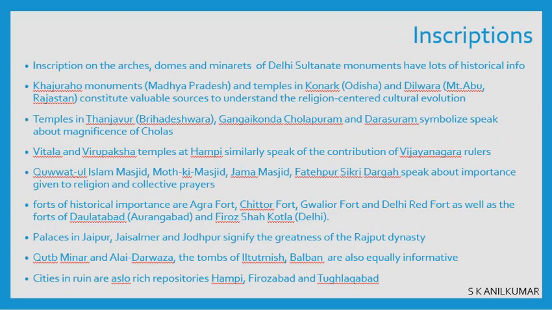Now, there are inscriptions on the arches, on the domes, on the minarets of the Delhi Sultanate. These are mostly religious. Many of these also have lines from the Quran, inscription on the arches, domes, and minarets. Now, Khajuraho monuments, they are the temples in Madhya Pradesh. Khajuraho have beautiful sculptures.